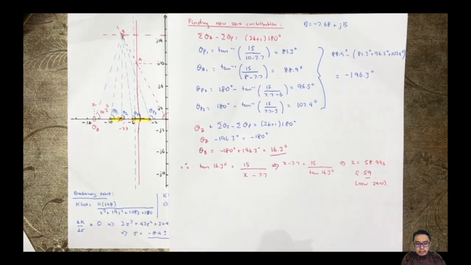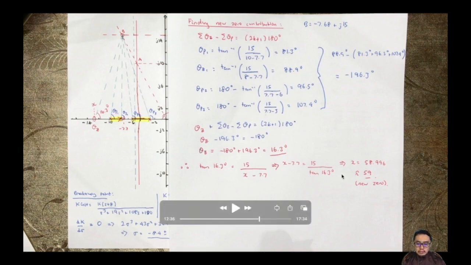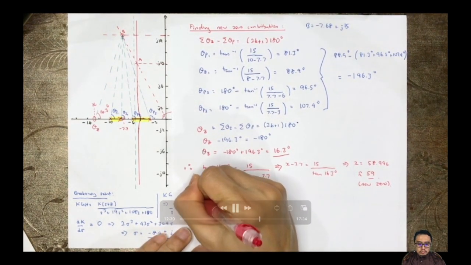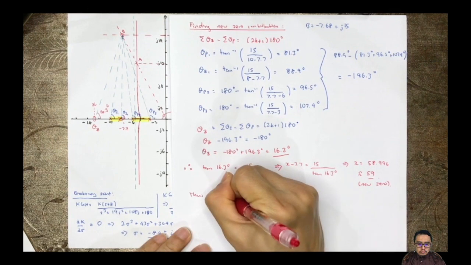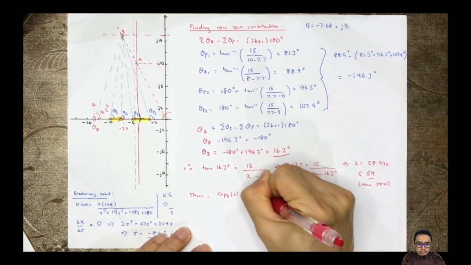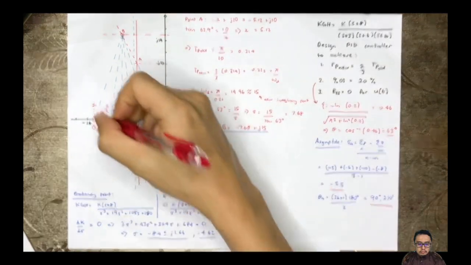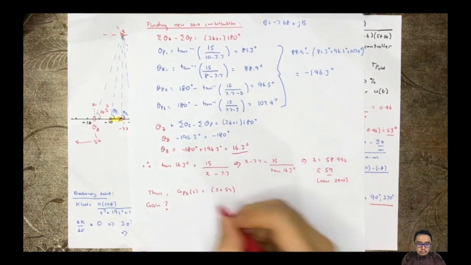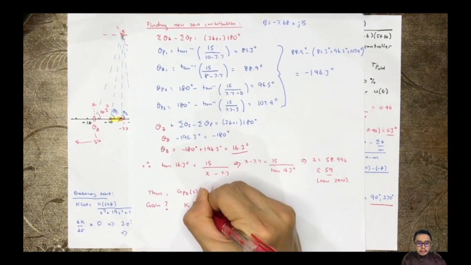So there you have it, the angle 16.3. So we can solve for x, we can see x is 59, so you can see it's further to the left to give an angle of 16.3 to ensure that this point is indeed on the locus. Okay, now we have found the new zero.